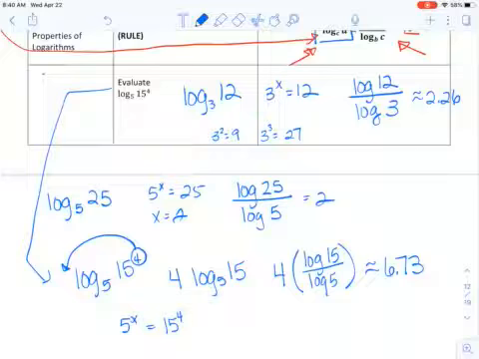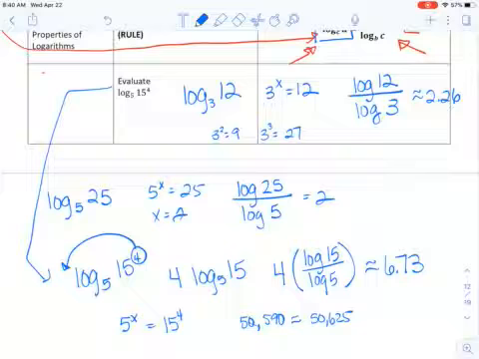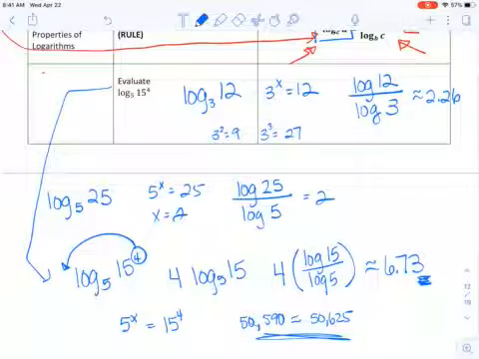Okay? If we want to check our answer, this should mean that 5 to some power is the same as 15 to the 4th. So if I do 5 to the 6.73 power, that gives me 50,590. And if I do 15 to the 4th power, I get 50,625. They're not exact. They're relatively close. Why? What happened here? I rounded to the 0.73. The more decimals I take it out to, the closer these two numbers will be.